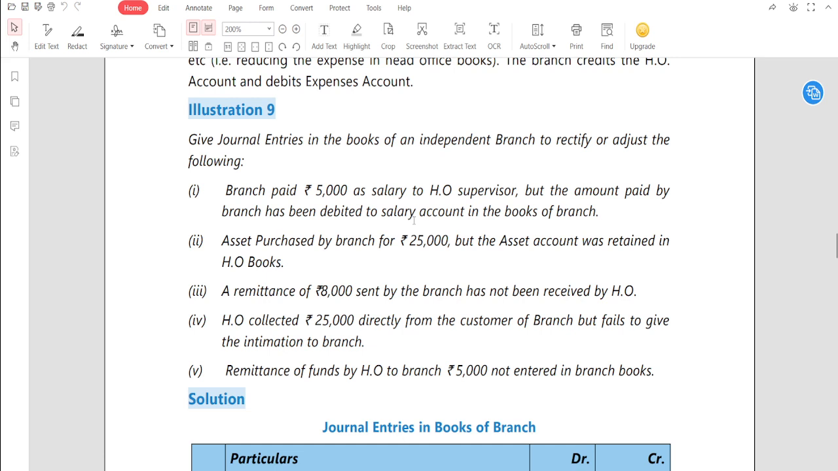The entry has been made salary to cash. Now what will be the correct entry? The original entry is head office account debit to cash, and the wrong entry means salary account debit to cash. So cash is intact, fine. But the problem is that rather than debiting HO account, we debited the salary account. So to rectify it, salary should be credited and HO should be debited. Perfect. So this is the very first journal: head office account debit to salary account.